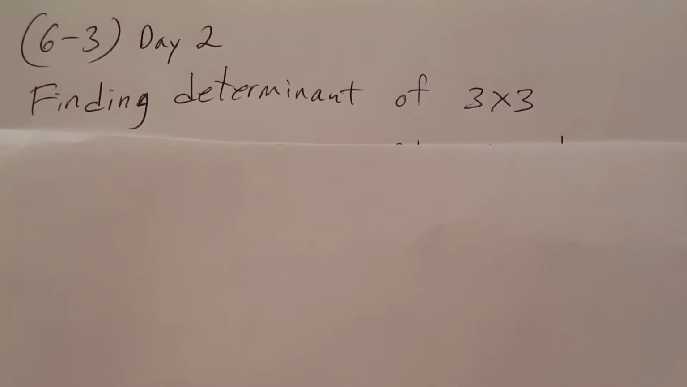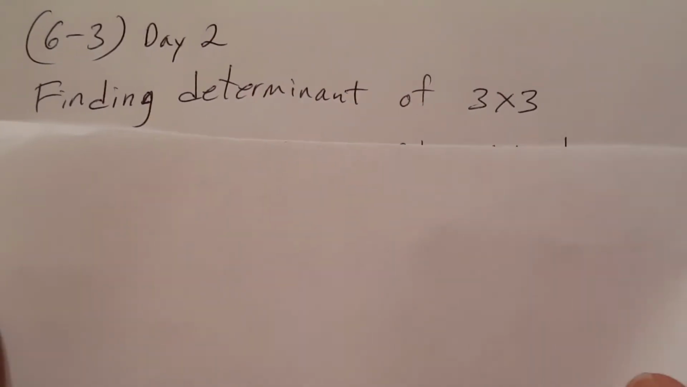The last thing we want to talk about in 6.3 is how to find answers for a 3x3 matrix. So far we've been doing 2x2, and we did that previously two ways, right? With the inverse matrix and with Cramer's rule. So we're going to continue with Cramer's rule, but before we can do Cramer's rule, we need to know how to find the determinant for a 3x3, right?